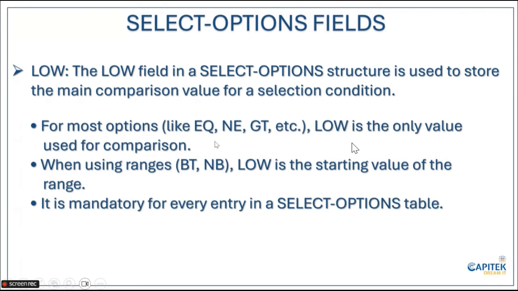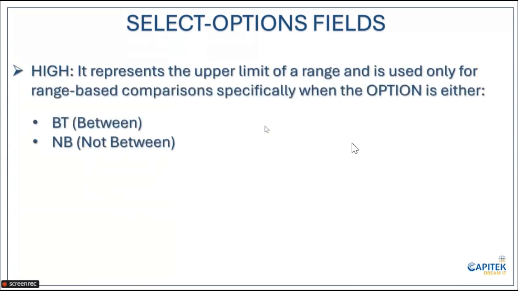What is the sign? Sign is equal to, not equal to, greater than, all those things it will look for. Similarly, when the option is high, it represents the upper limit, which is on the right side as in the slide which I have shown you.